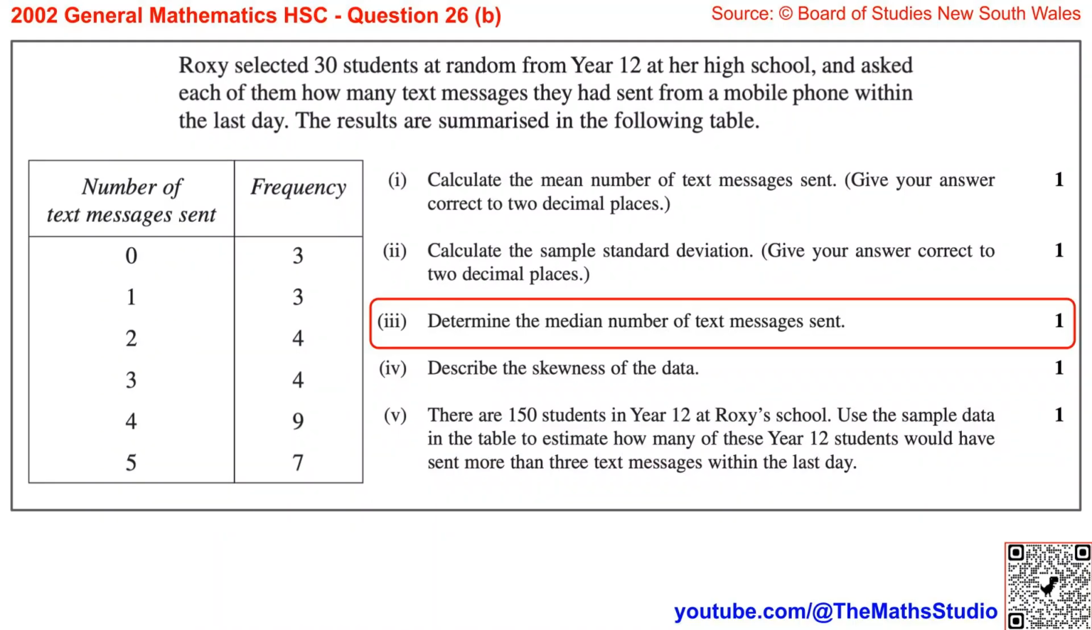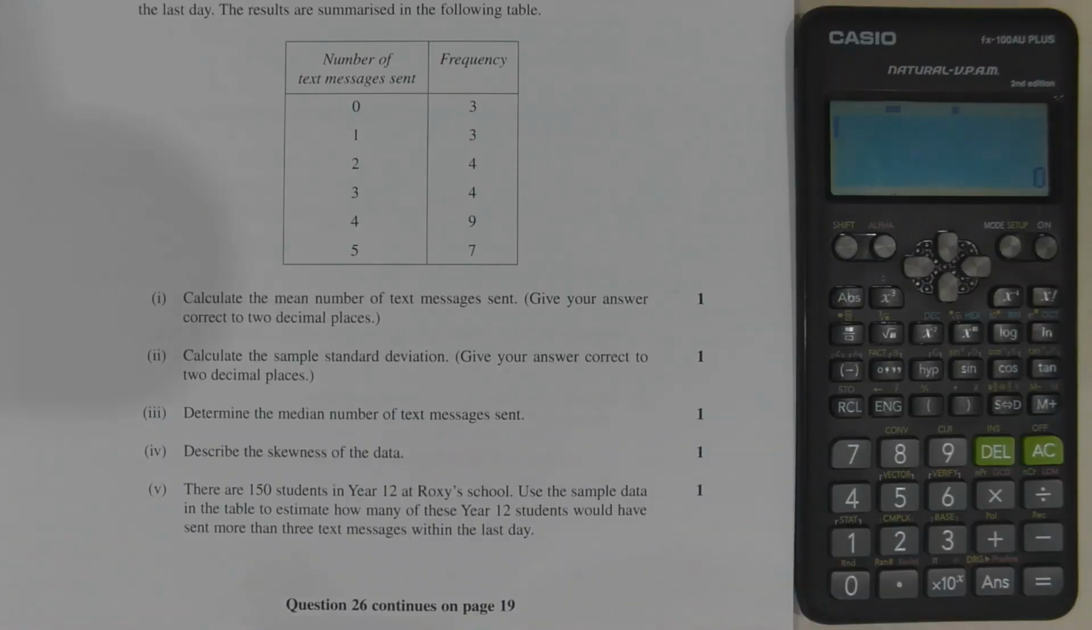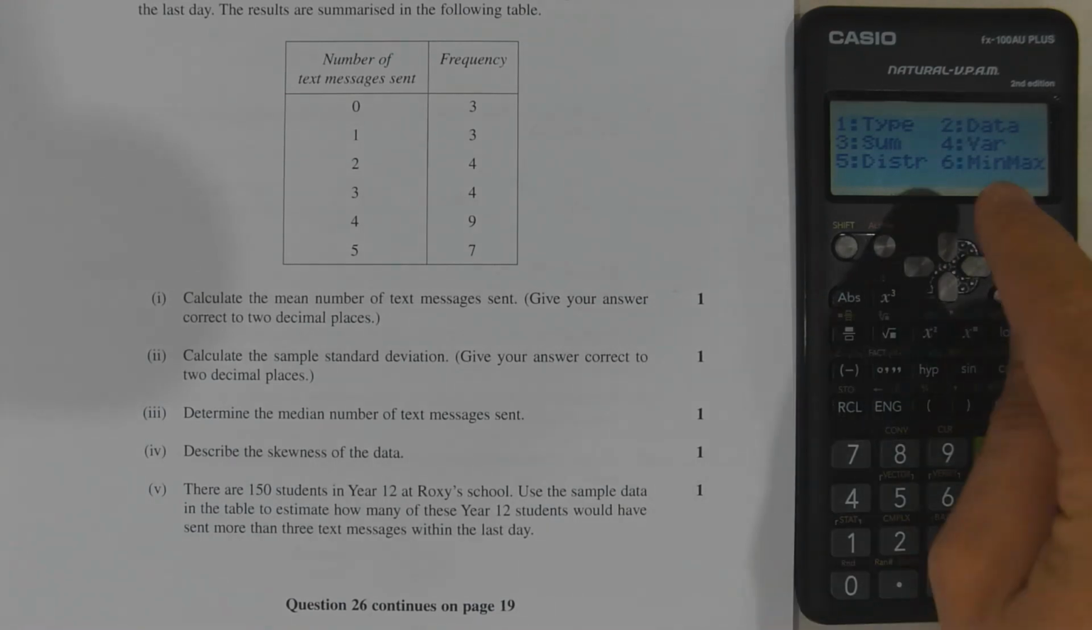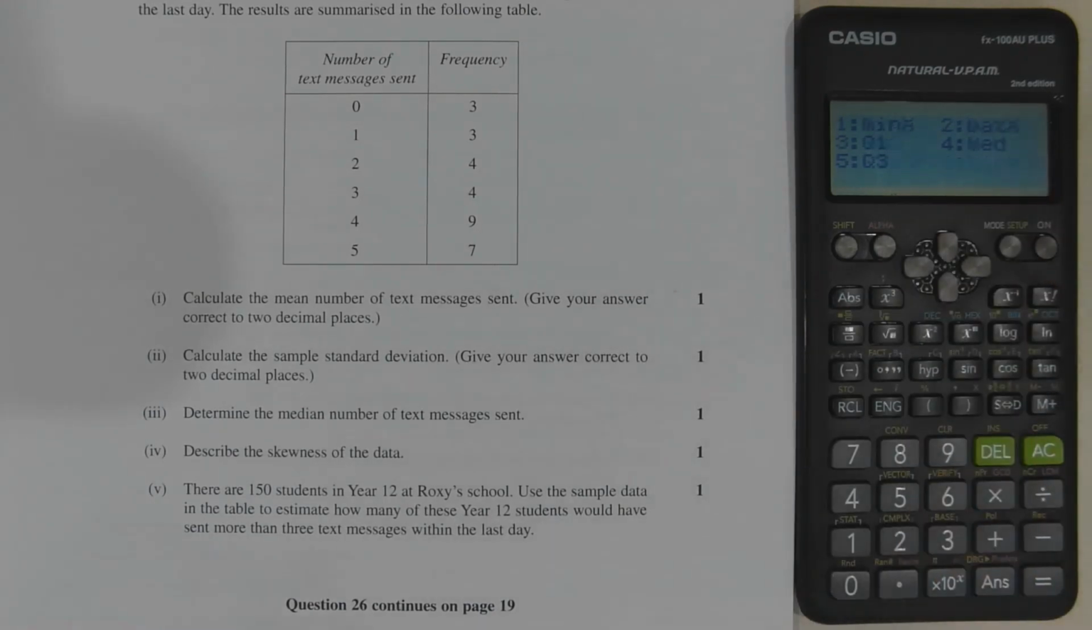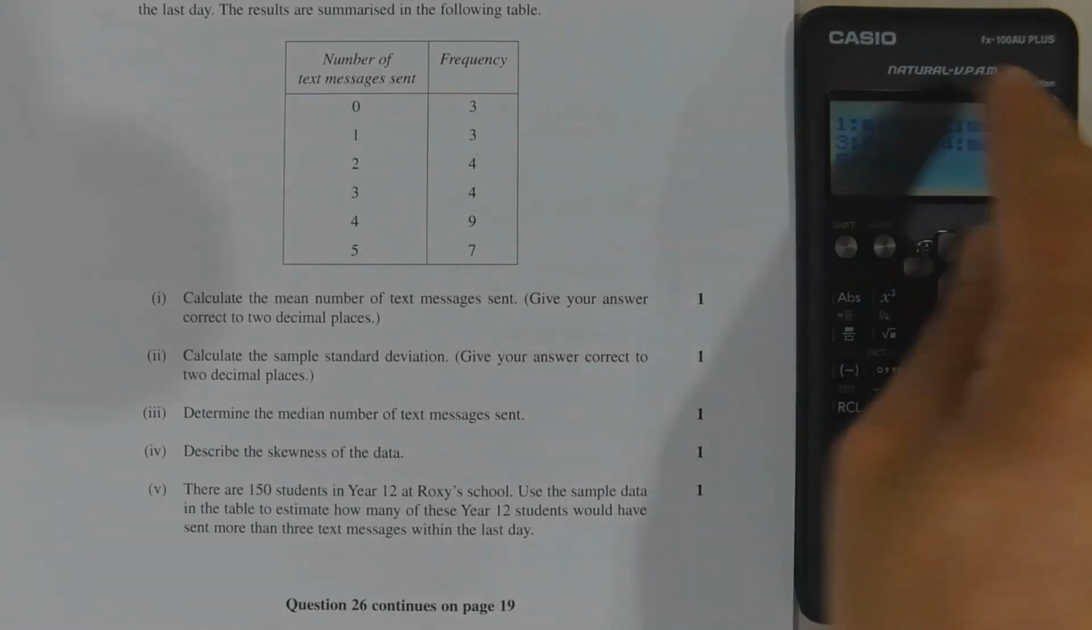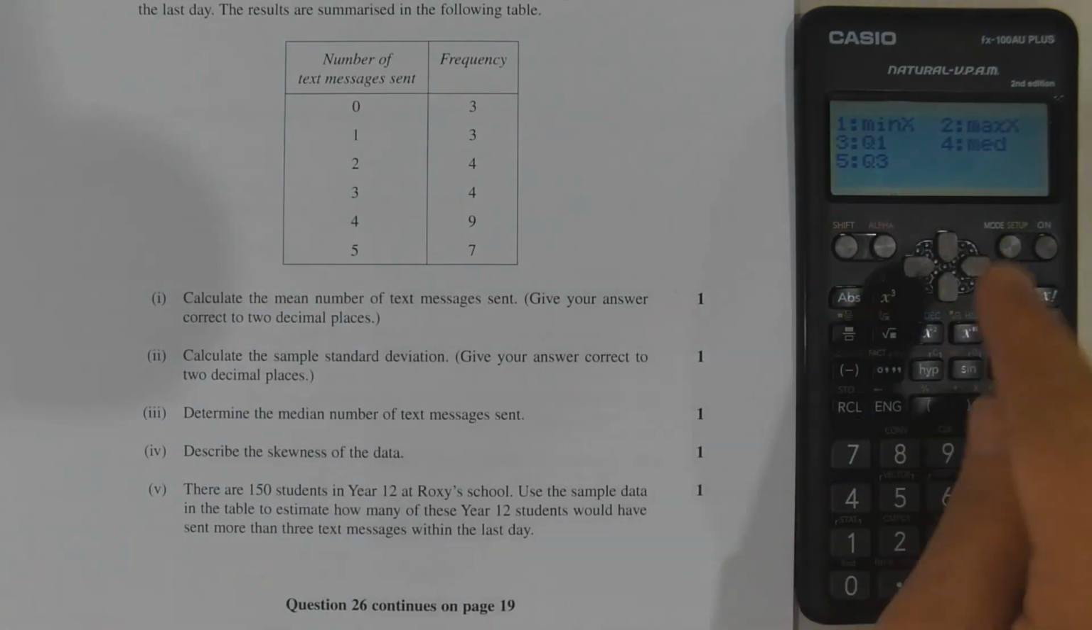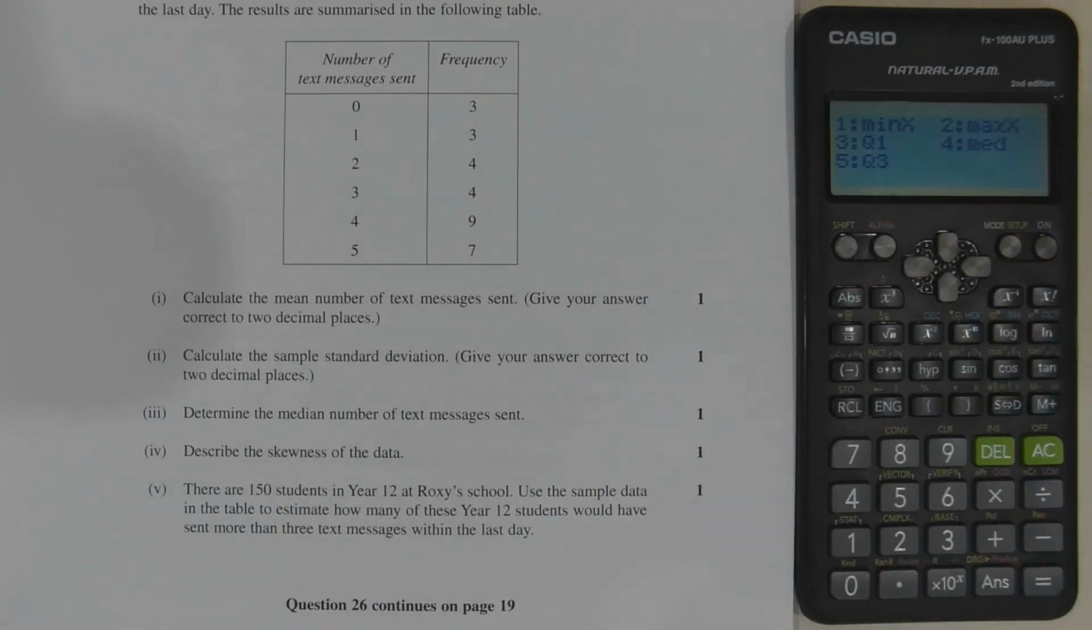Part 3. Determine the median number of text messages sent. To find the median, press Shift and then 1 to bring up the statistics context menu, and then select option 6, min max. Now we have a few options to choose from, and the median is option 4. But before I select that, I might quickly describe what these other options are. Option 1 gives us the minimum score. Option 2 gives us the maximum score. Option 3 gives us the first quartile. And option 5 gives us the third quartile.